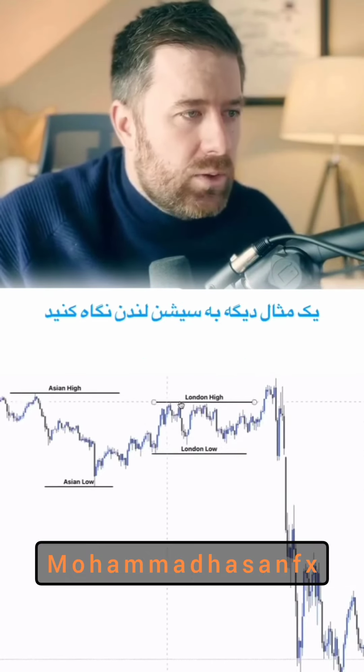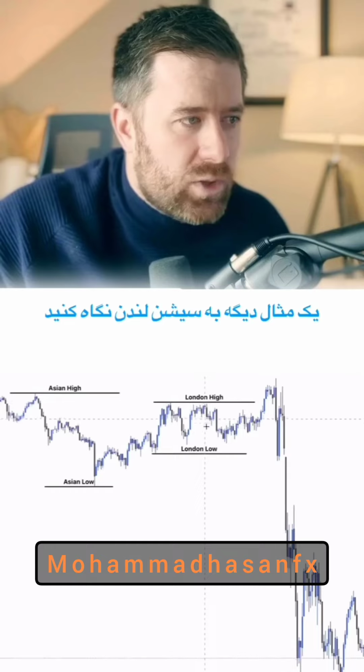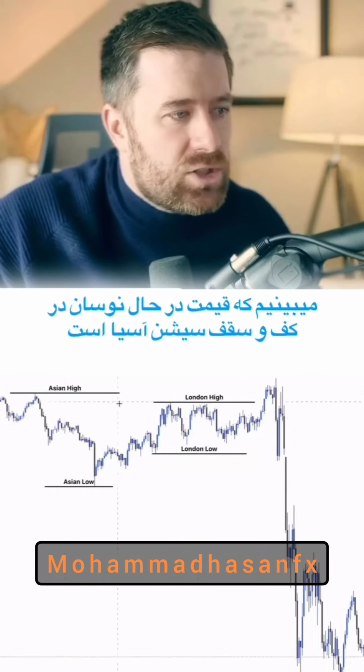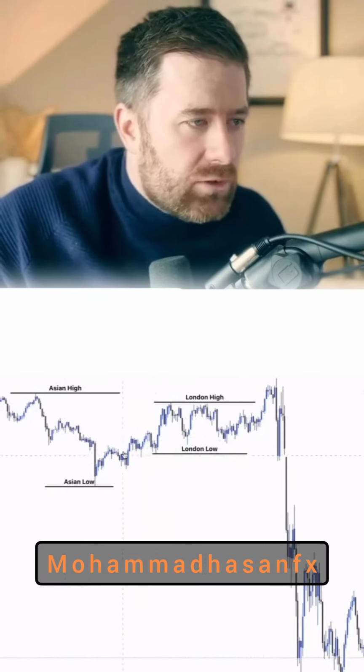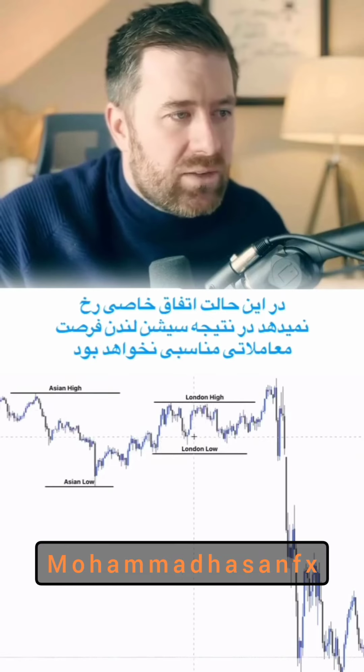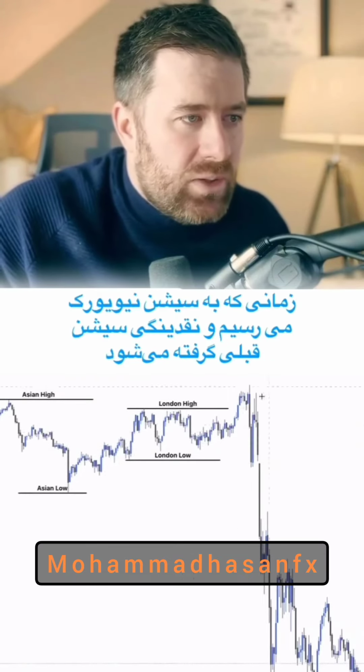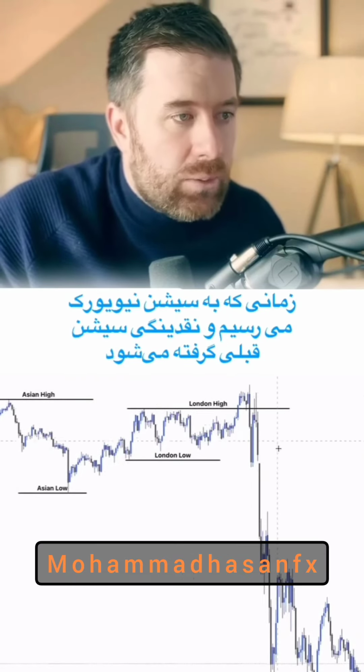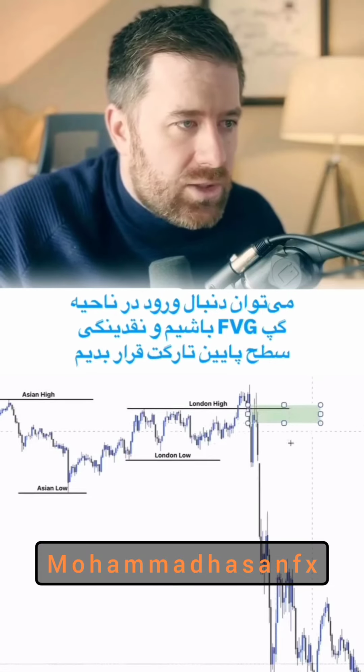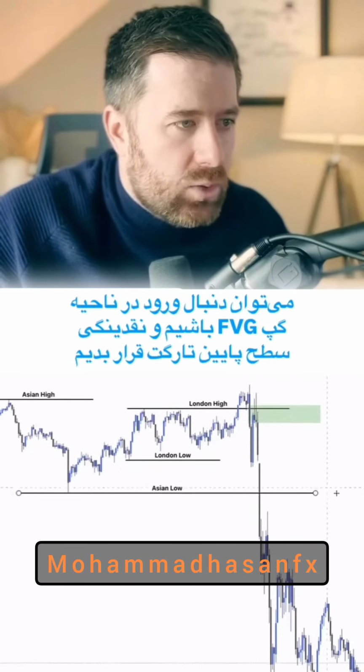Another good example is if you look at the London session consolidation, which is happening inside the Asian session high and the Asian session low, nothing is going on here. So London session would not have been a session you would want to trade. As opposed to when you get to the New York session and liquidity is swept of the previous session, you can look to engage inside that fair value gap, targeting all of this liquidity below.